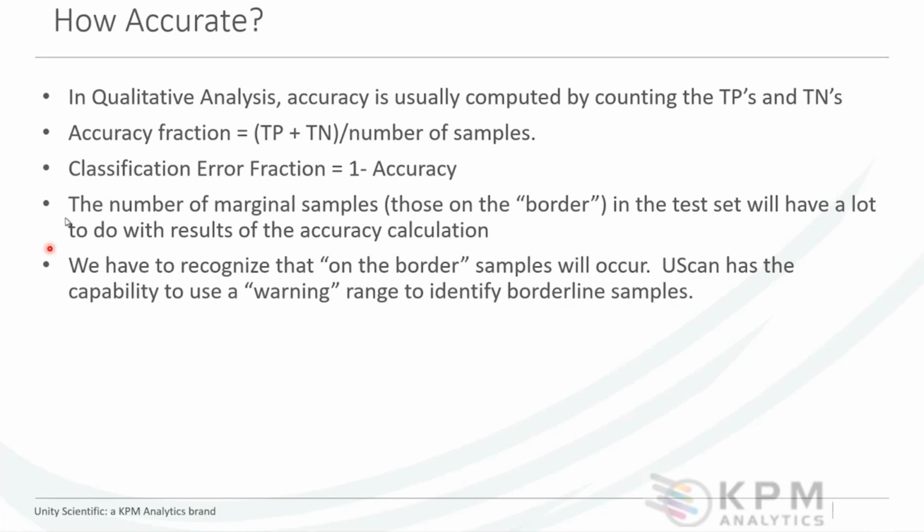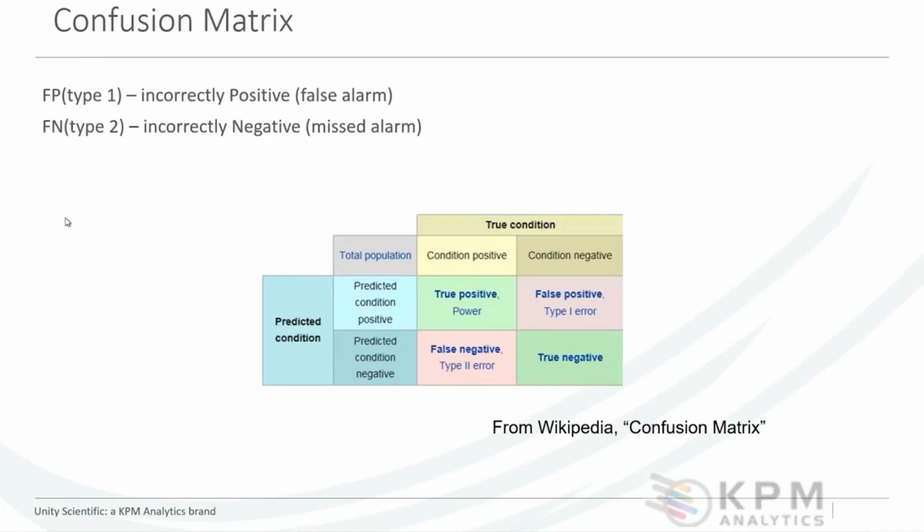So in your situation, you might want to err on the side of caution and set your limits so that you have more false negatives to make sure that you catch a certain condition, for example. No matter what, in virtually all cases, you will have these on the border samples. So again, setting these limits will reflect the requirements of your particular analytical situation.